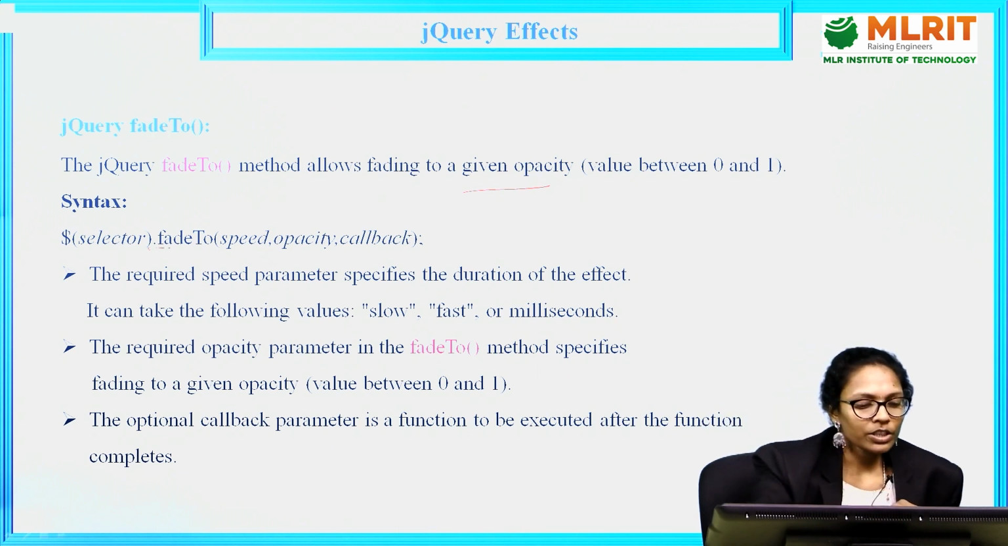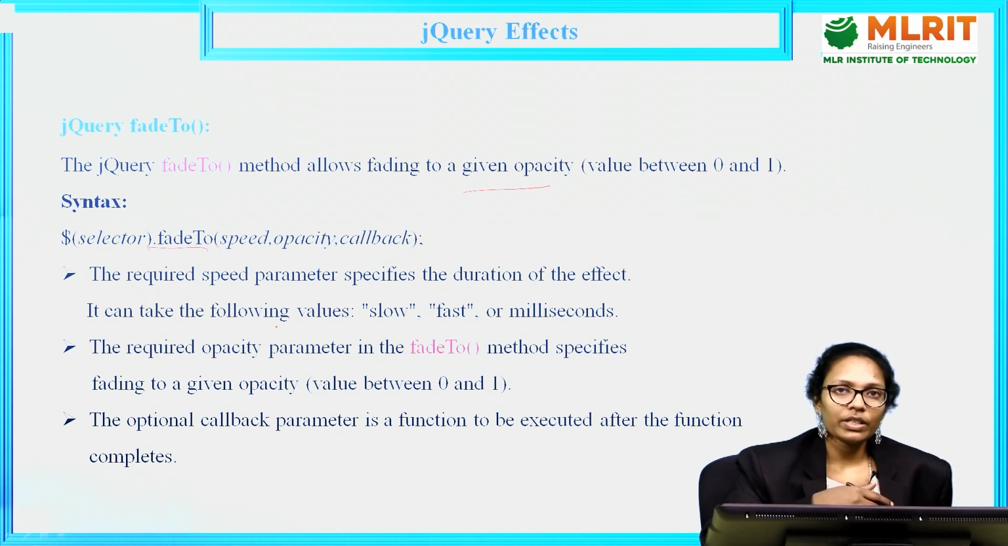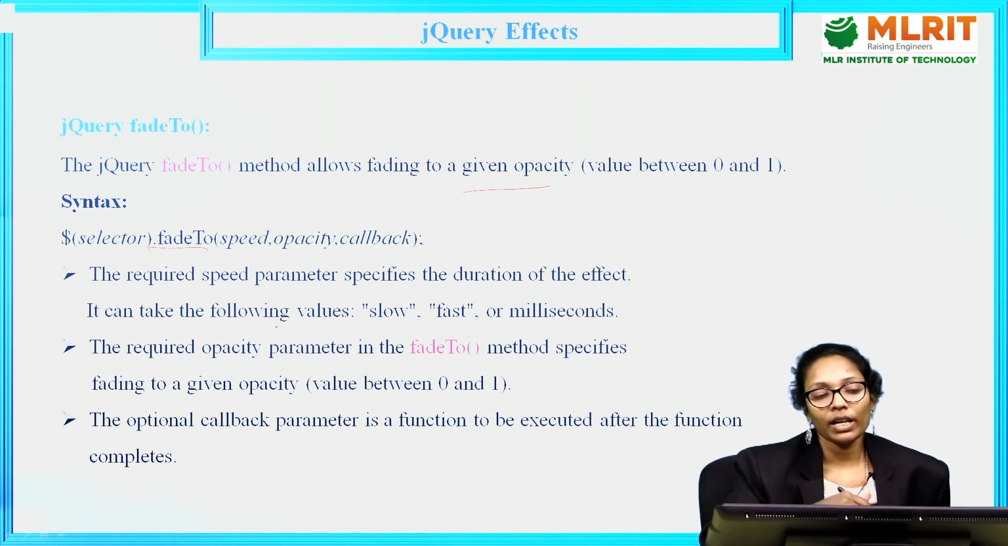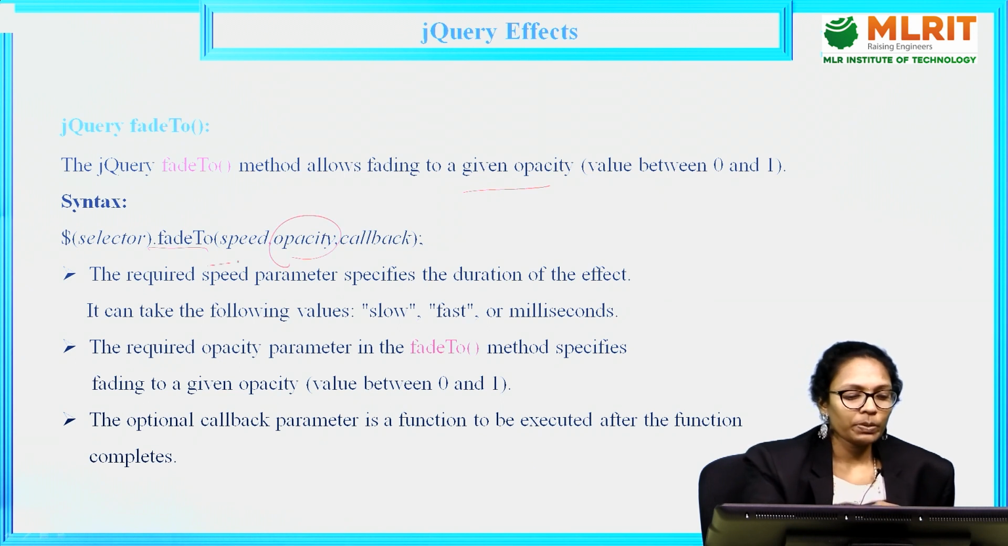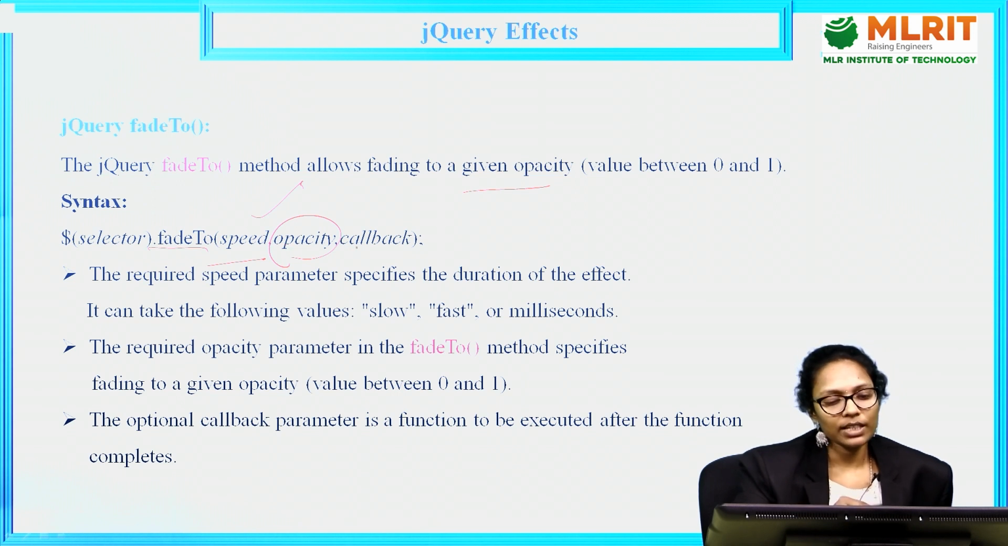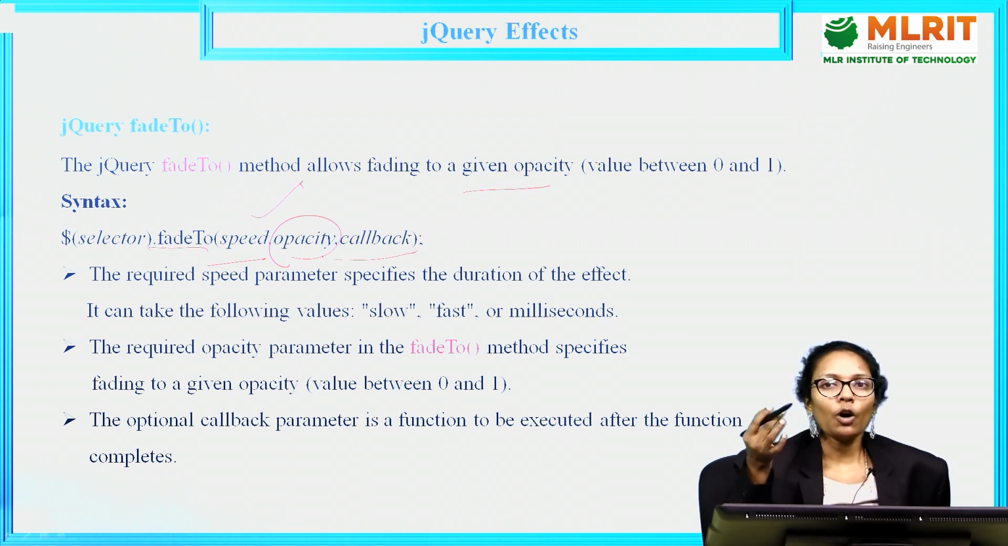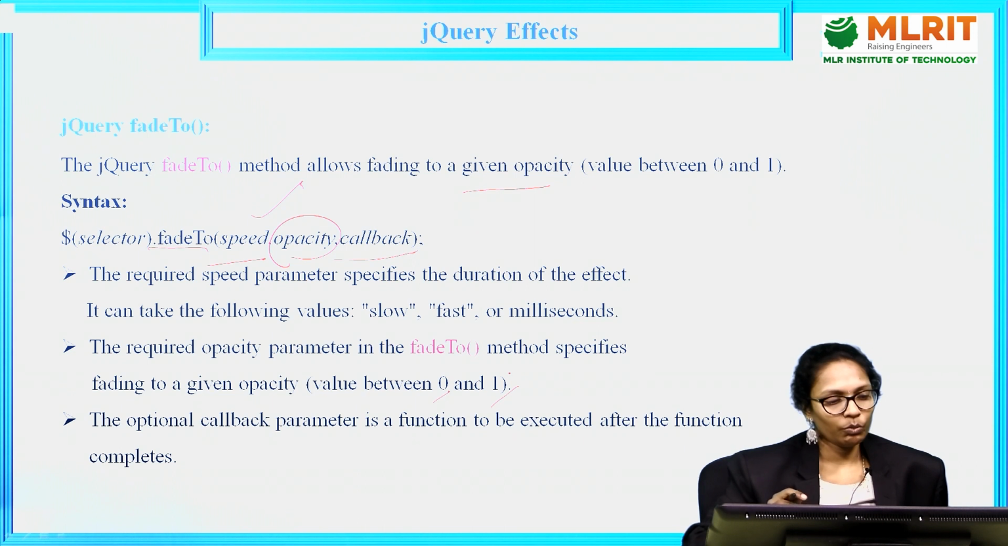So here fade to function will take 3 different values, like the previous methods are taking only 2 parameters, speed and callback. But this method is also taking additional parameter, opacity. So speed we know, slow, fast, or the time you can mention in the milliseconds. And callback we know, after completing this functionality or effect, what you want to execute. But the second parameter is opacity. You can specify how much percentage of color or how much percentage of brightness you want to display. So it will be in the range of 0 to 1.